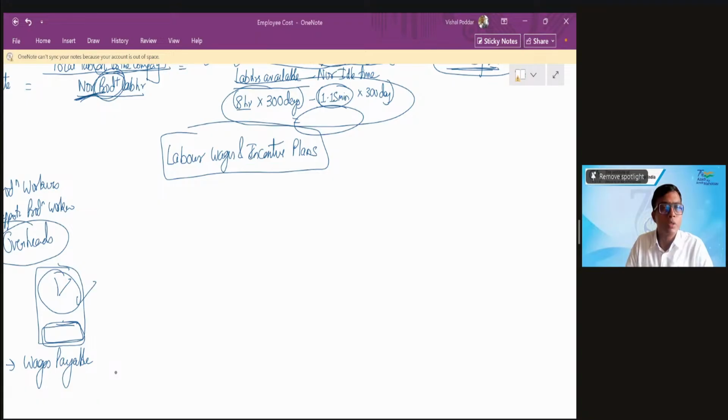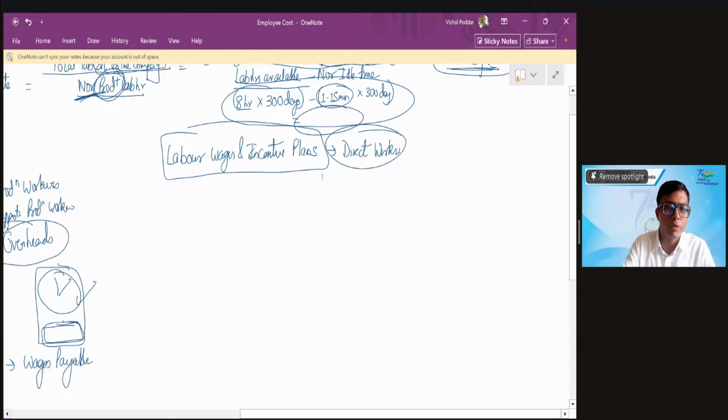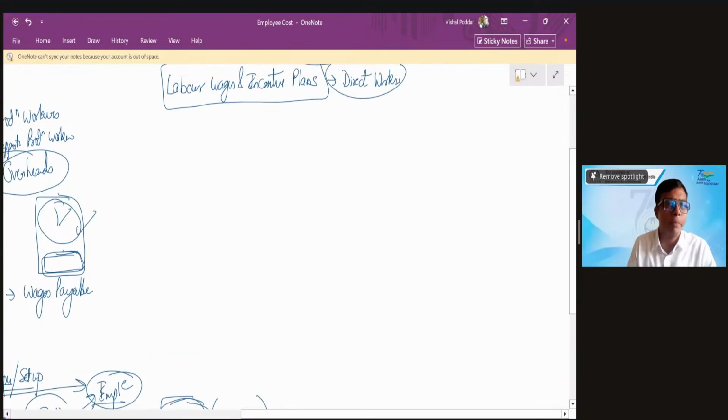Now students, what is this labor wages and incentive plans? हम हमारे डायरेक्ट वर्कर्स को जो पगार दे रहे हैं, वो डायरेक्ट वर्कर्स का पगार कैसे कैलकुलेट होता है, दैट इज व्हाट इज दिस डायरेक्ट वेज लेबर वेजेस एंड इंसेंटिव प्लान्स। अब इसमें बहुत सारे प्लान्स हैं, यानी बहुत सारे फॉर्मूले हैं। उसमें से जो फॉर्मूले आपके सिलेबस में, आपके एग्जाम्स में आते हैं, वी आर गोइंग टू स्टडी दैट एंड यू हैव टू रिमेंबर द नेम एंड द फॉर्मूला.